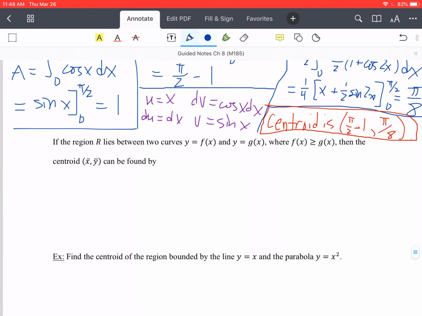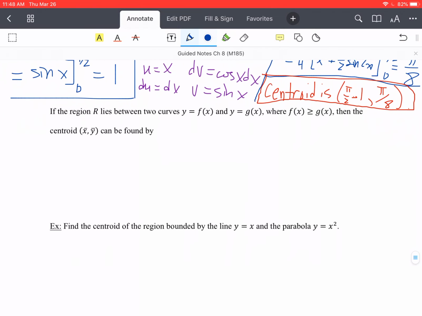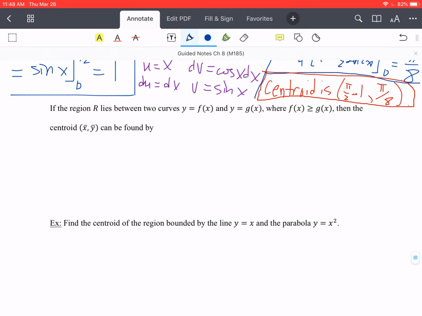Now, if the region R lies between two curves, f of x and g of x, where f is greater than or equal to g, then the centroid can be found using the following formulas. So it's going to be very similar, just with a slight modification for the area between two curves.